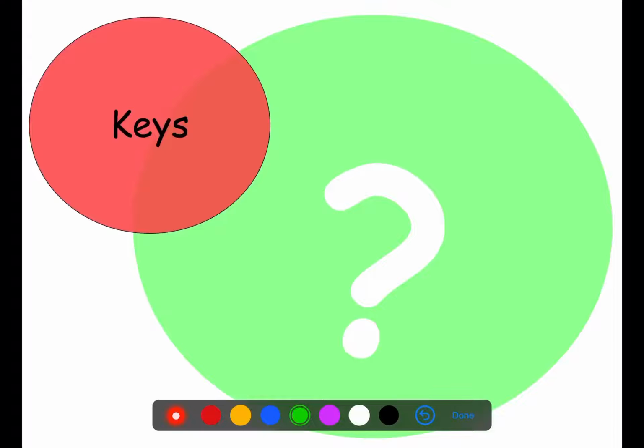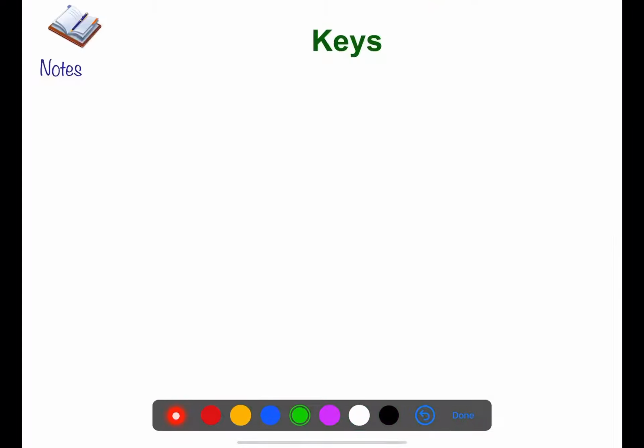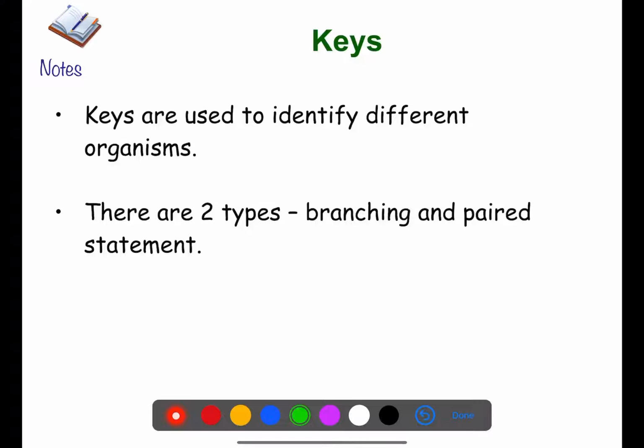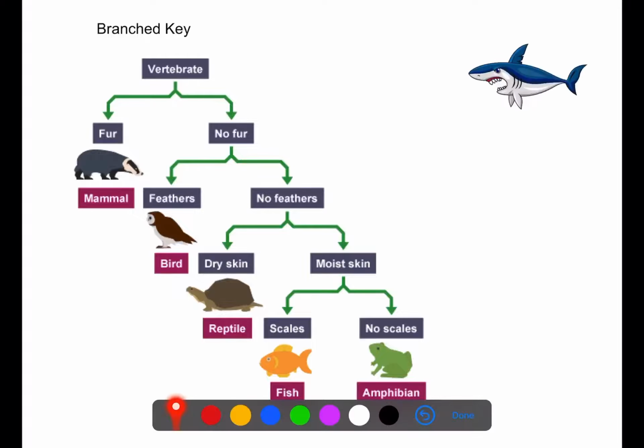Once you have your ecosystem and you've decided to sample some of the things within it, we use keys to work out what those things are. There are 2 different types of keys, branching and paired statement. So here we have a branching key. You start off with one question and you branch each time. So here we have our first example. It's in the vertebrate family and we have to decide, does it have fur or no fur? It doesn't have any fur. Does it have feathers or no feathers? It has no feathers. Does it have dry skin or moist skin? It has moist skin. And does it have scales or no scales? It has scales, which means that it's a fish.